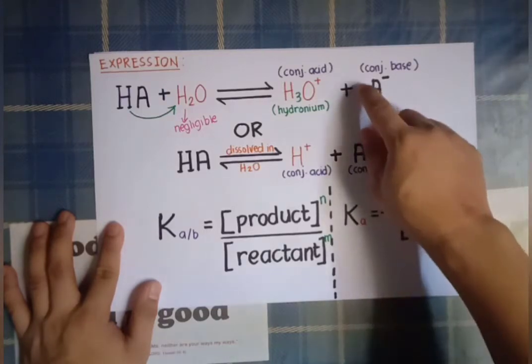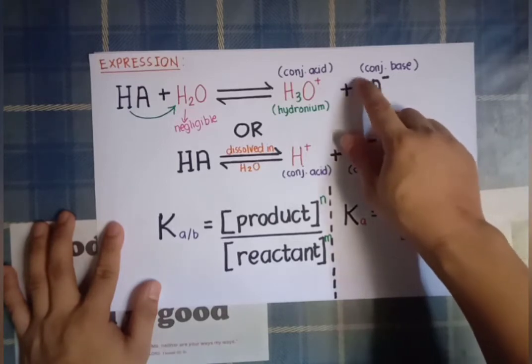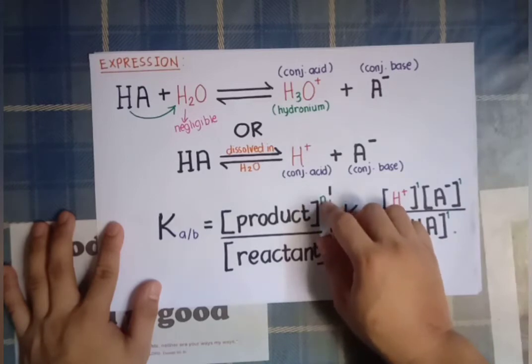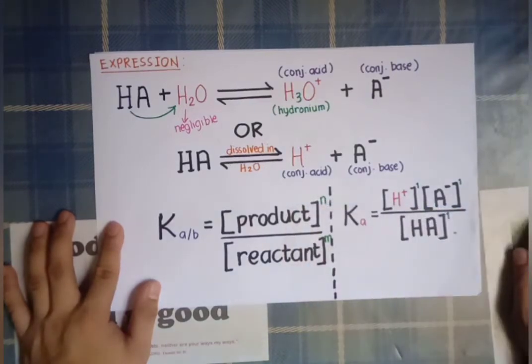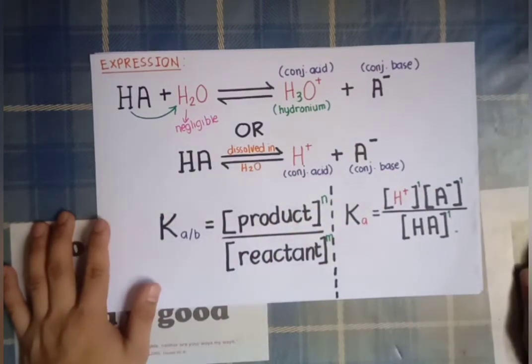So let's say for example we have two here, and now that two is actually our stoichiometric coefficient, and therefore we can actually write it here. So that's actually the general formula for dissociation constant expression.